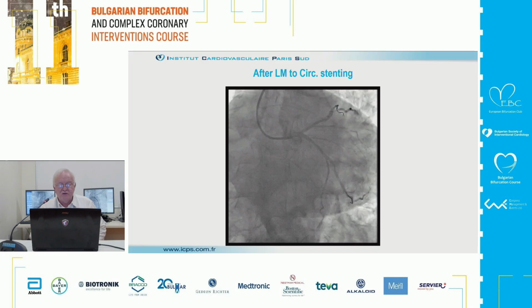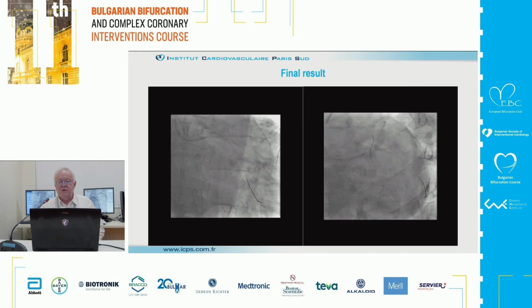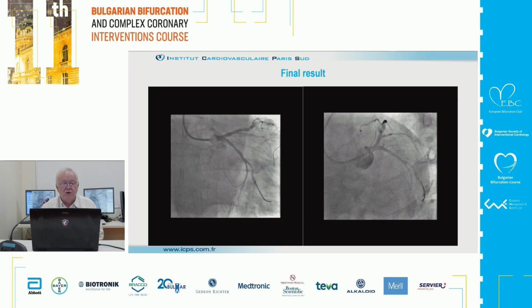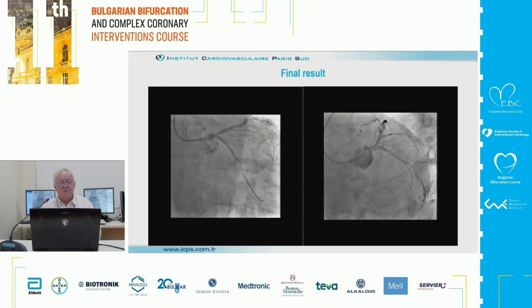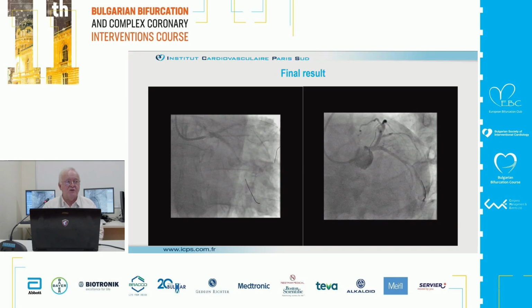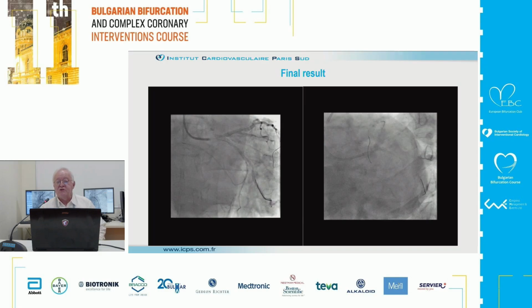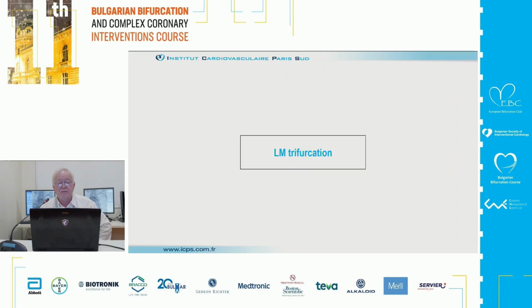I put a stent. I did a POT. I did a kiss. And now, on the left, this is the result without a stent on the LAD. And we left it like this. It's not necessary to put a stent in this vessel, which is not severely stenosed.